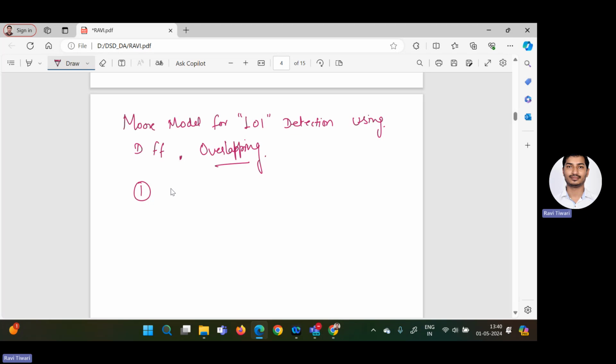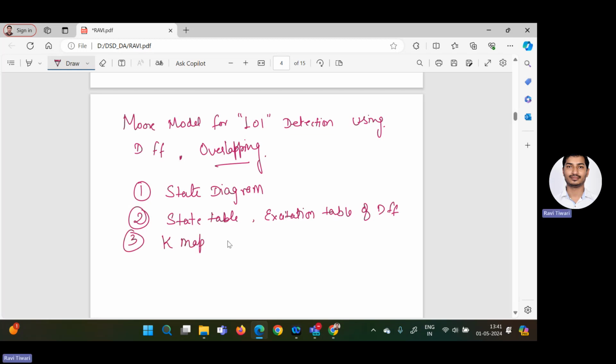First step is the designing of state diagram. In the second step, we will see the designing of state table, and also we require the excitation table of D flip-flop because we are designing by using the D flip-flop. If you are designing the Moore model by using the JK flip-flop, in that case you require the excitation table of JK flip-flop. Now, in the third step, we will use K-map to find out the output in terms of D1 and D0, or in terms of D flip-flop.